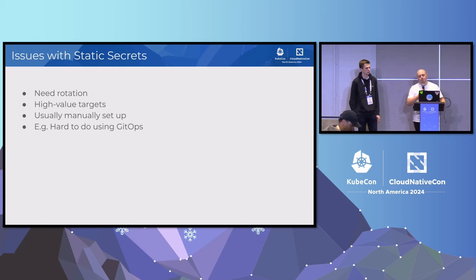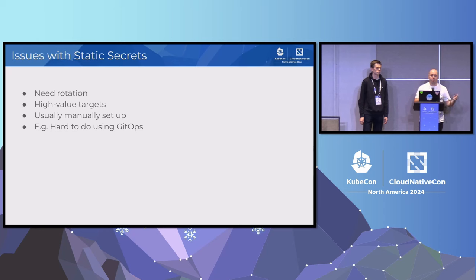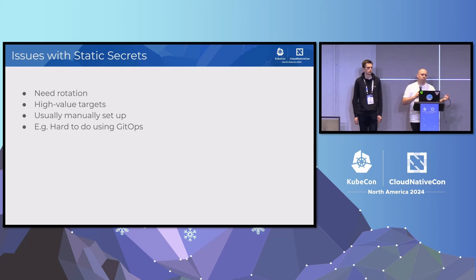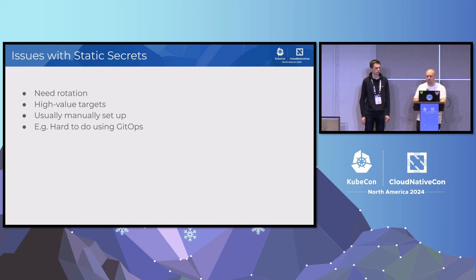The issue here is that any secret really needs to be able to be rotated. We're obviously intimately familiar with that with X509 certificates. These static tokens are also really high-value targets. If someone steals them, they can pretend to be Cert Manager. They can issue certificates as though they were Cert Manager. That's not good. They also tend towards being manually set up. So things like GitOps, which you'd consider a best practice, that's pretty difficult to do with this kind of thing. It's not impossible, but often you see this kind of approach and it's kind of manual and it's not great.